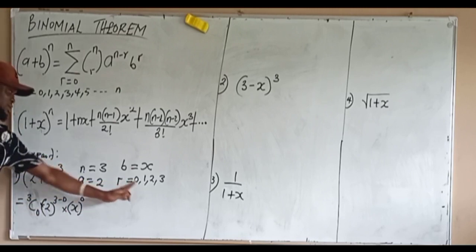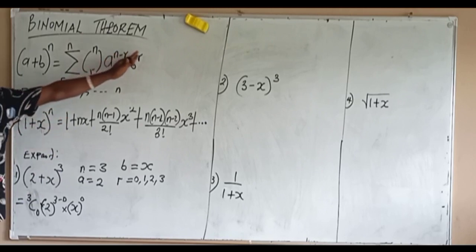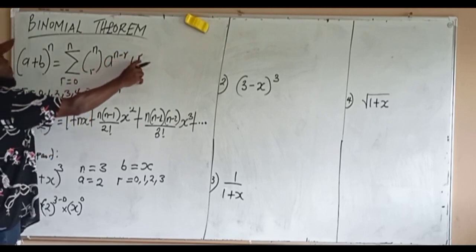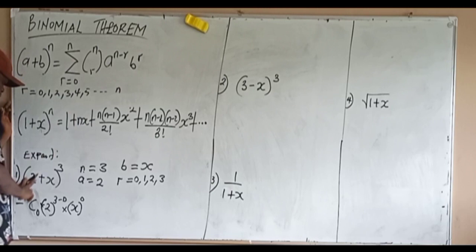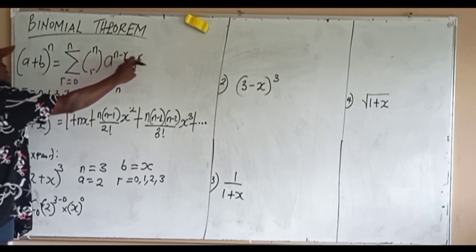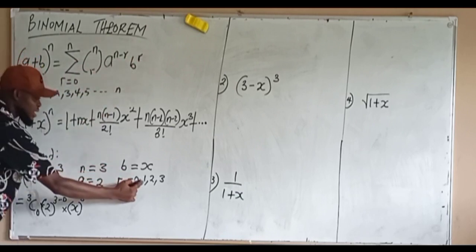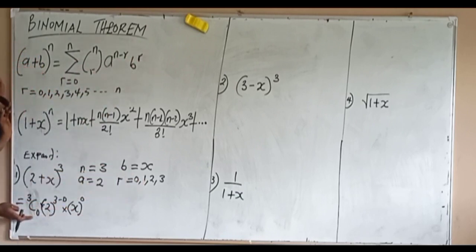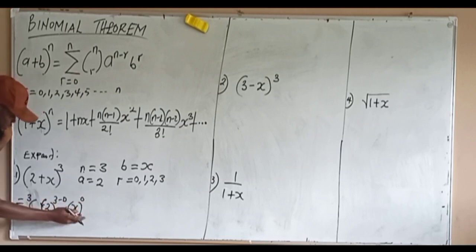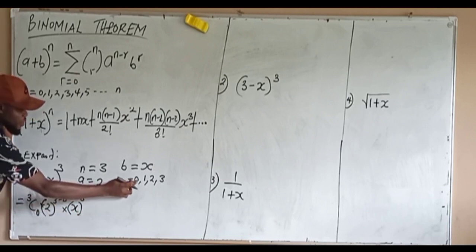So if you pick R at 0, put it into this formula. Put 0 here, put 0 here, put 0 here. A from the question is 2, put 2 here. B is X, put X here. Then N is 3, put 3 here. Place 0, 0, 0. Then R is equal to 1 now. Come back to this place again and change R from 0 to 1.